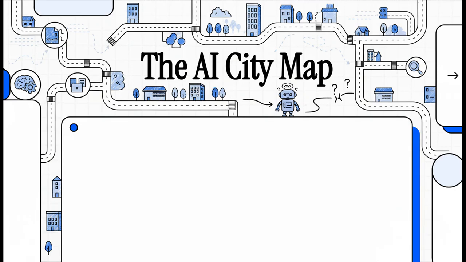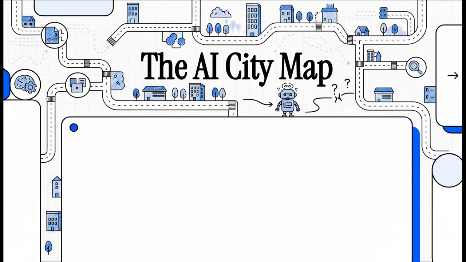Have you ever worked with an AI that's almost right, but just off? It's one of the most frustrating things. Well, today, we're going to look at a totally new way to think about and debug AI, not as a simple timeline, but as a city map.